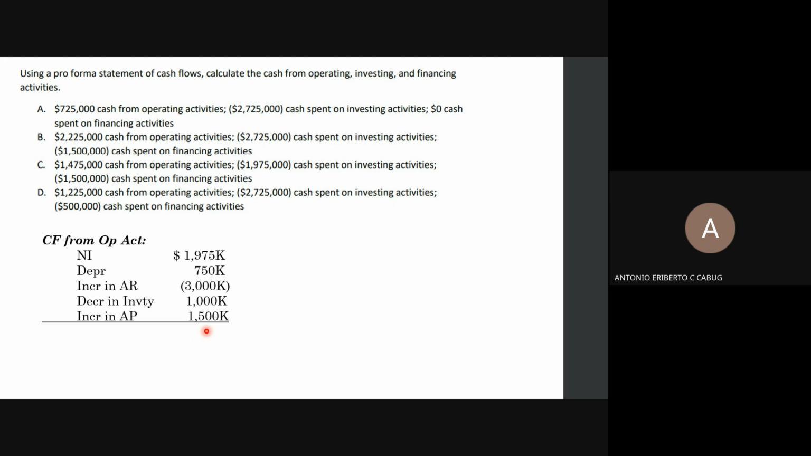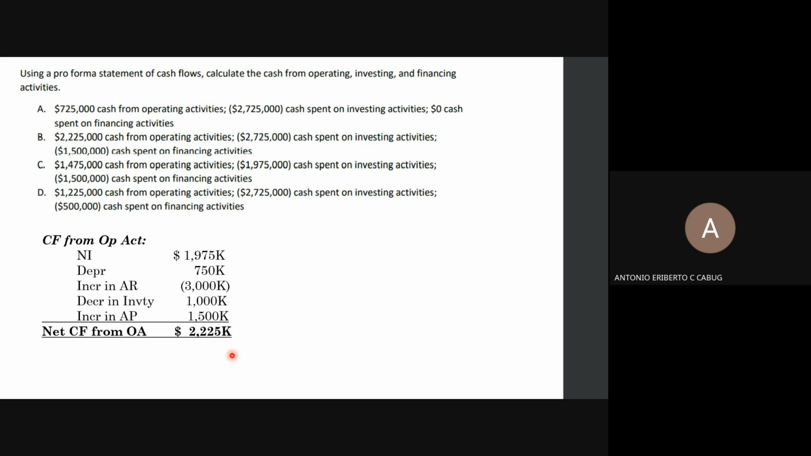Anyway, the cash flow from operating activities is 2.25 million. The cash flow from operating activities is, sorry, 2,225,000. That's the correct answer.